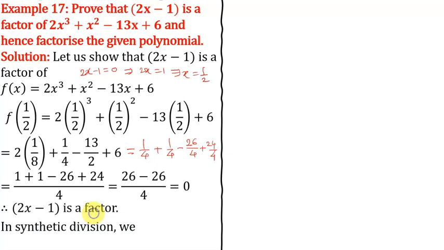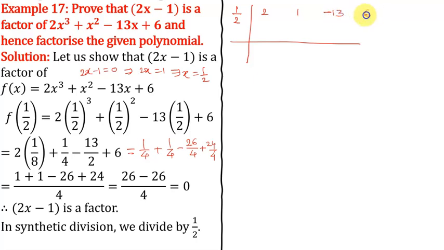Okay. Now next, with the help of synthetic division, we divide by 1 upon 2. Okay. And here we write 1 upon 2, a vertical line, and this is the horizontal. The powers of x are in decreasing order. Therefore, we type the coefficients directly: 2, coefficient of x square is 1, x is minus 13, and last is 6. Okay, there is a 0. 2 plus 0 is 2.